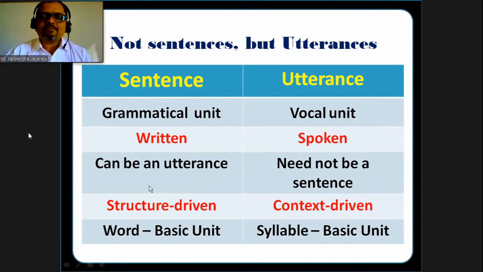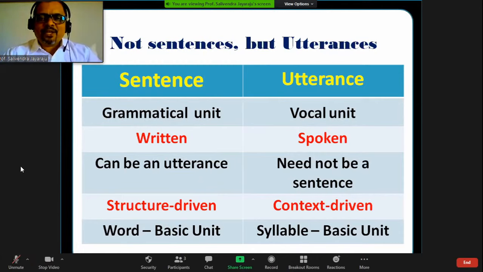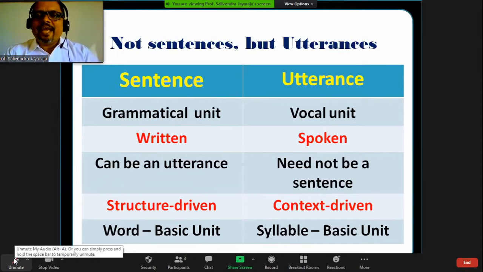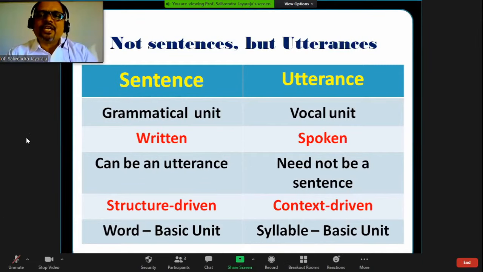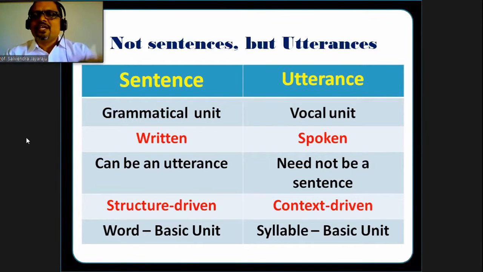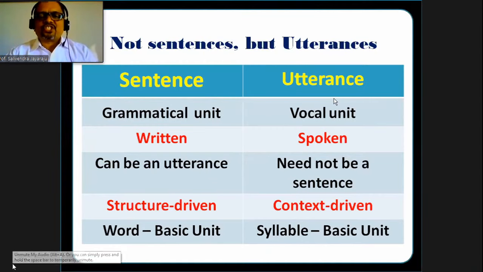What does it mean? For example, if I ask you something, Ismail Garu, am I audible? Yes or no? Yes, yes. And Ismail Garu was saying yes. If you look at yes, it is an utterance. It doesn't have a grammatical structure. Dear friends, what we need to understand is utterance need not be a sentence, but sentence can be an utterance. Whatever I'm speaking, most of my speech includes sentences, but here and there are certain expressions which are not even a sentence.